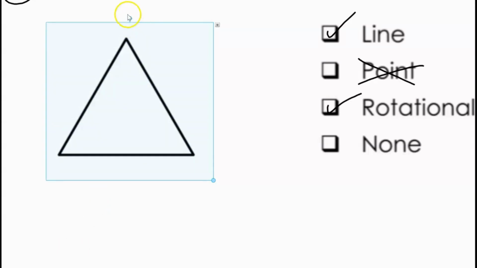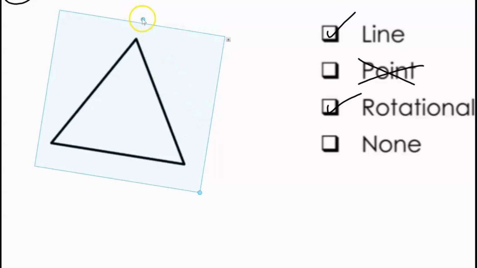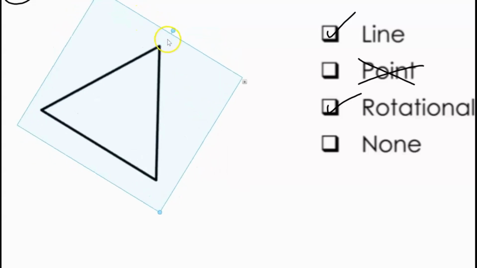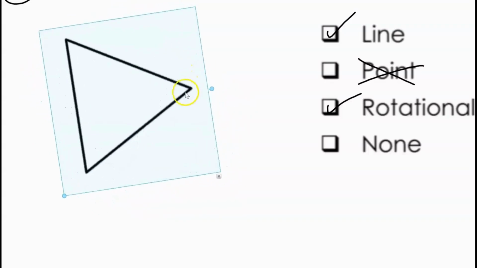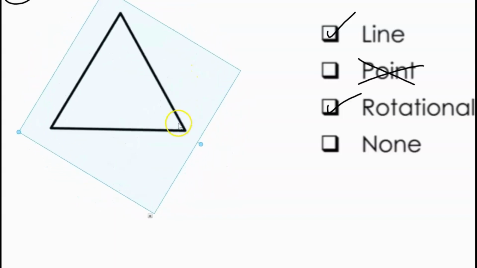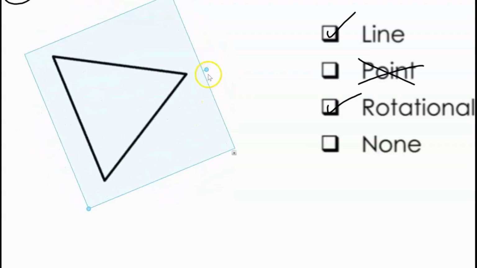Rotational. Now, can I turn it so that it looks like the original shape? So I'm turning it. Right about here, it looks like the original shape. So it does have rotational symmetry. There is a spot that's less than 360 that'll allow me to turn that.